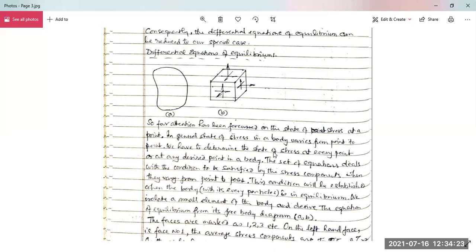The equations deal with the condition to be satisfied by the stress components. We have to make a set of equations which deal with the condition to be satisfied by the stress components when they vary from point to point. This condition will be established when the body is in equilibrium. We isolate a small element of the body and derive the equation of equilibrium from its free body diagram.